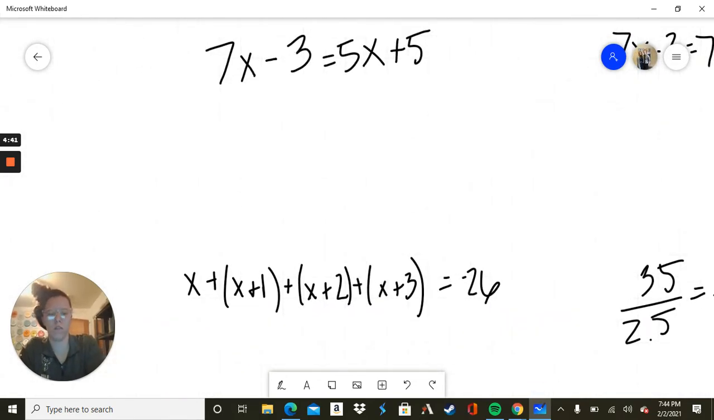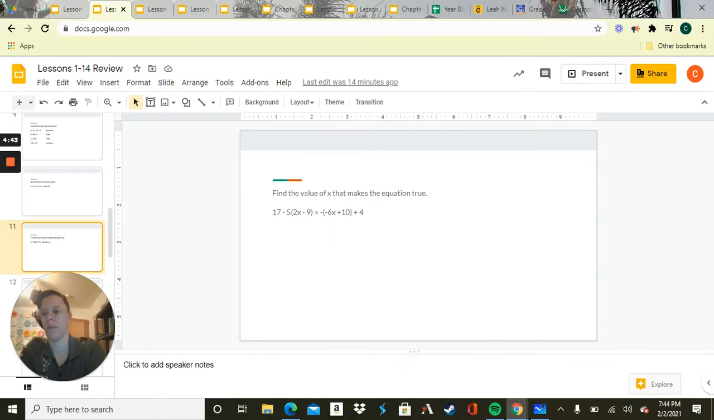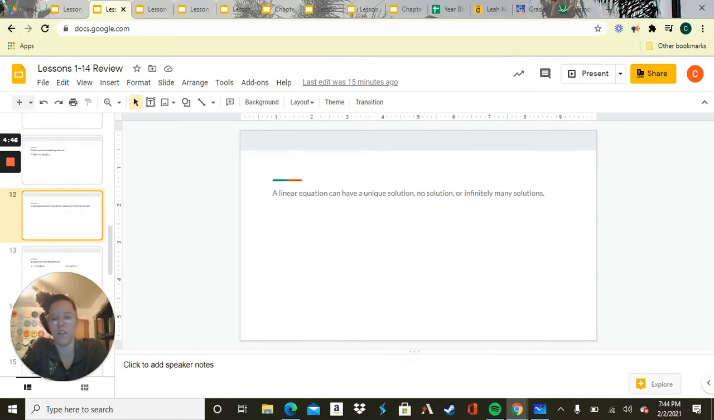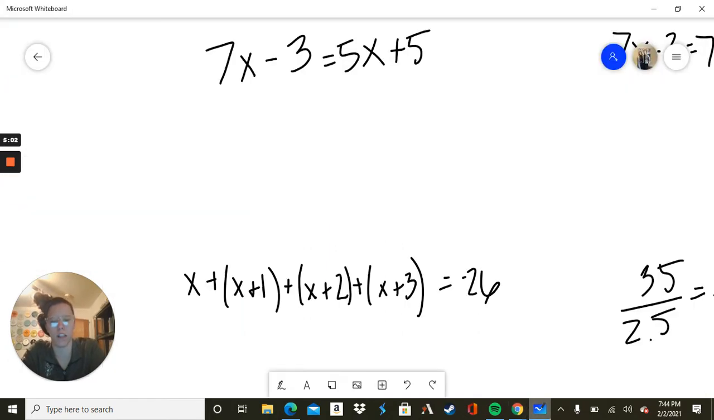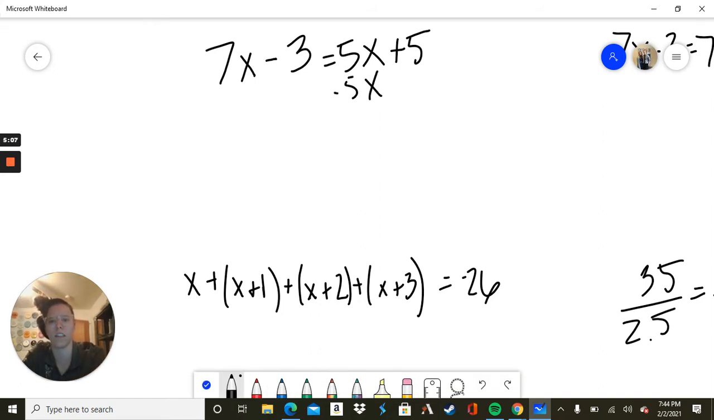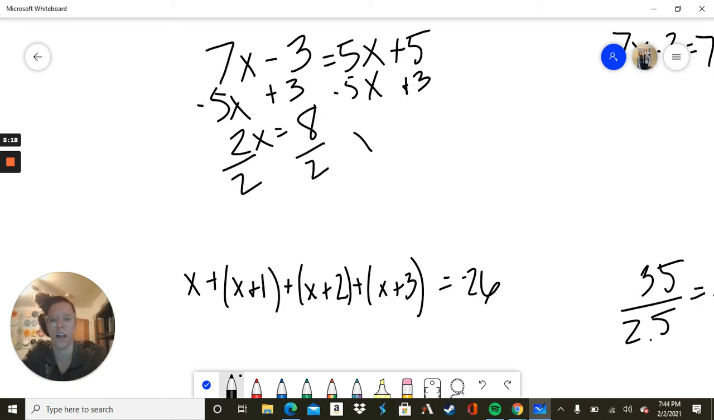Next, we talked about unique solutions, no solution, or infinitely many solutions. So we're going to look at the following 3 and solve for x. So 7x minus 3 equals 5x plus 5. 7x minus 3 equals 7x plus 5, and 7x minus 3 equals negative 3 plus 7x. So here's our first one. We're going to subtract 5x, add 3 to both sides. 2x equals 8, divided by 2, x equals 4.